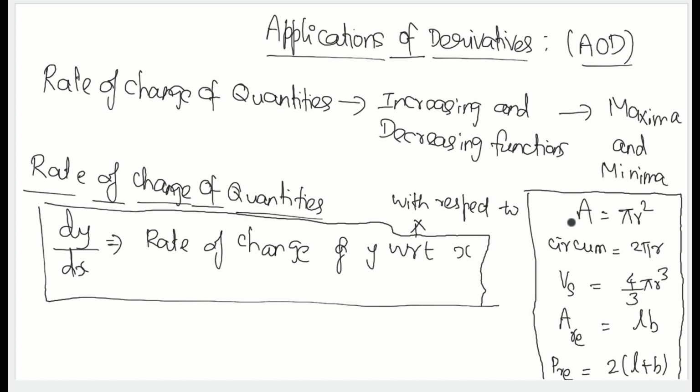Rate of change of area of a circle with respect to its radius means you have to find dA by dr. They will already be giving you the value of the radius. So you have to differentiate this. When you differentiate this with respect to r, you get 2 pi r, and then you have to substitute the value of the radius, which would have already been given in your question. Like that, they will be asking you. So these elementary formulas you should know.